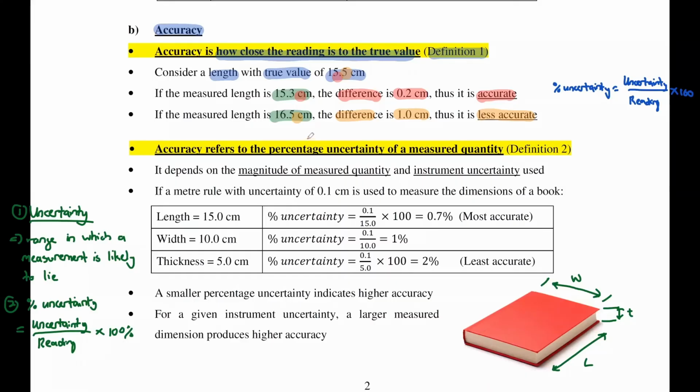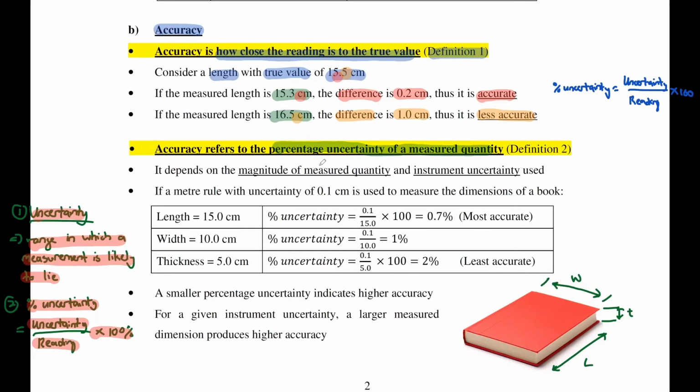The second definition of accuracy refers to the percentage uncertainty of a measured quantity. Before we move on, it's important to understand the meanings of these terms. Uncertainty is the range in which a measurement is likely to lie, whereas percentage uncertainty is defined as the uncertainty divided by the reading multiplied by 100%. Now, we will be talking more about these two terms in the following lesson. For the time being, just take the meanings of the terms as the ones that are written here.